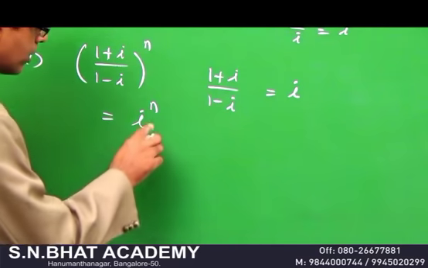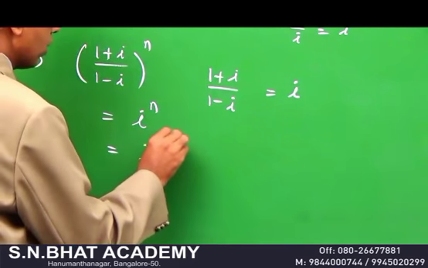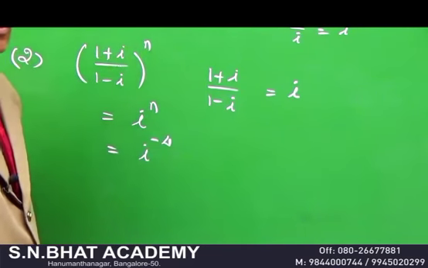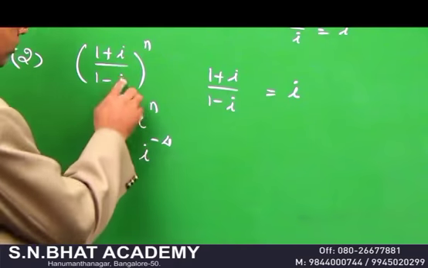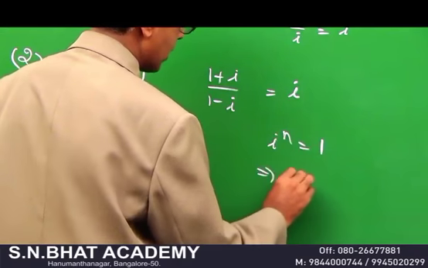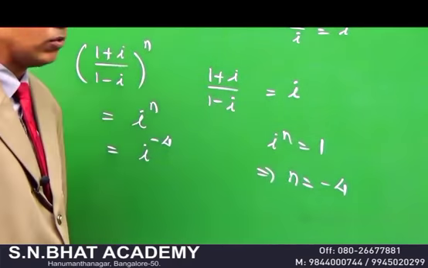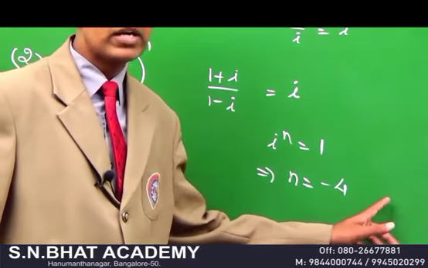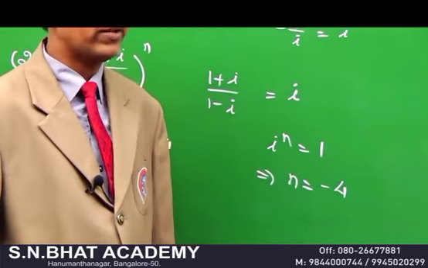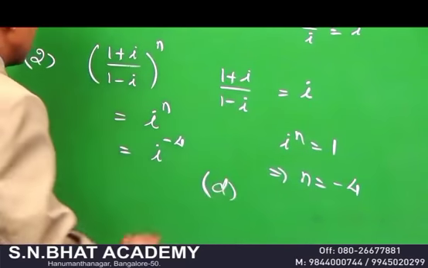We need to find the greatest negative integer for n, which is possible only if it is power minus 4, then we get it is equal to 1. Because i power n is equal to 1 implies n must be equal to minus 4 if it is negative. If it is positive, 4 and multiples of 4, usually 4n you will get. So in this question, option D is the appropriate answer.